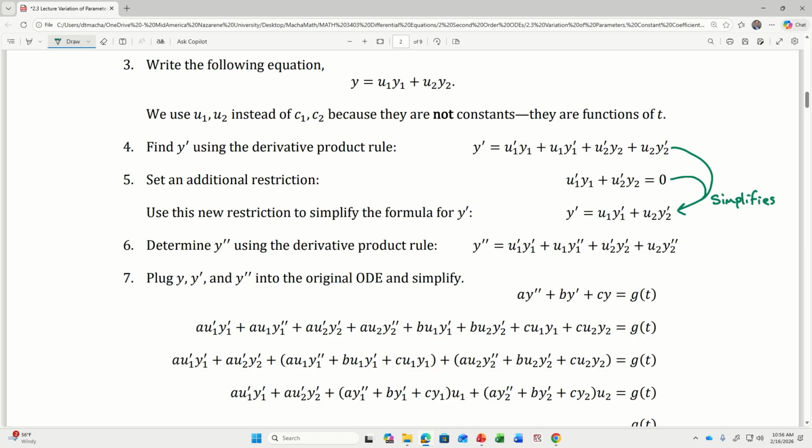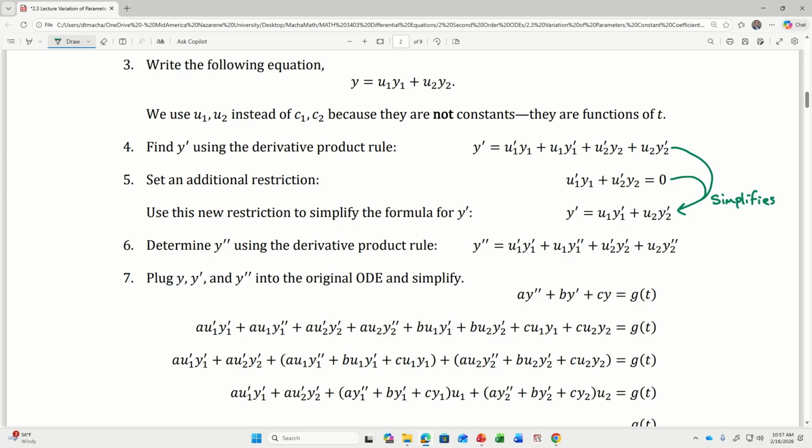Then we want to find y double prime, because we're about to plug this into our ODE where there's a y prime and a y double prime. So we determine the y double prime. Again, we have to use the derivative product rule, but at least we're not turning 4 terms into 8 terms, right? Since I simplified a little bit, now I'm only turning these 2 terms into 4 terms. So it's better by a little bit.